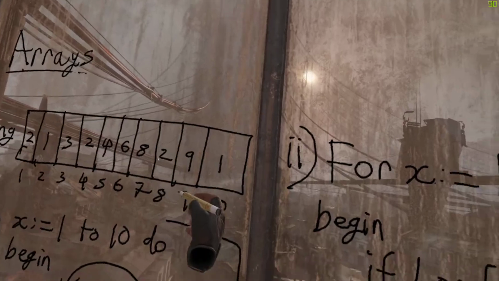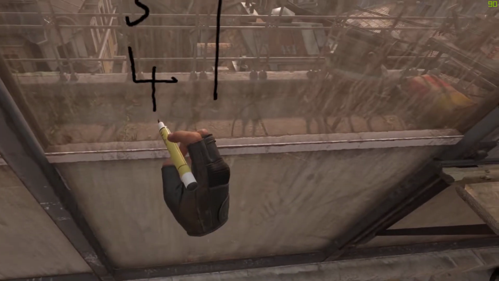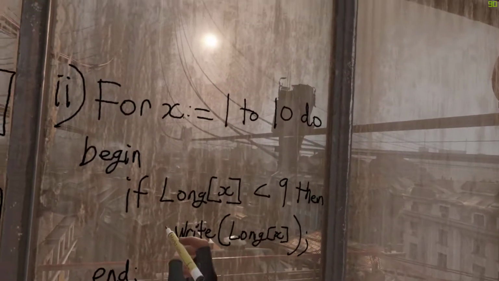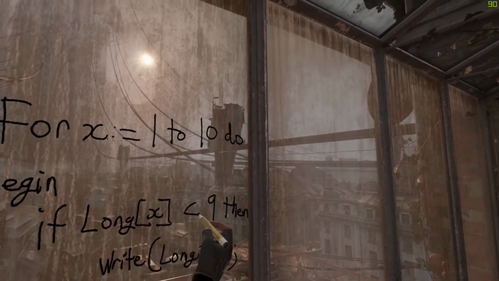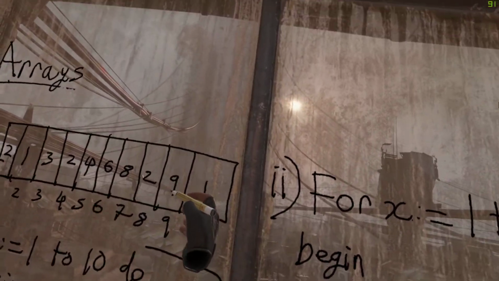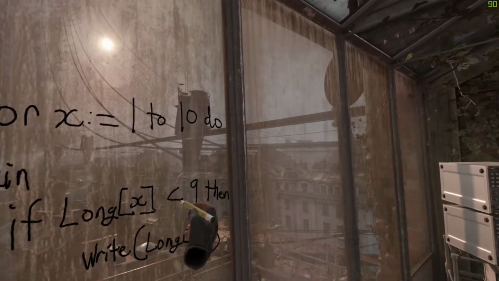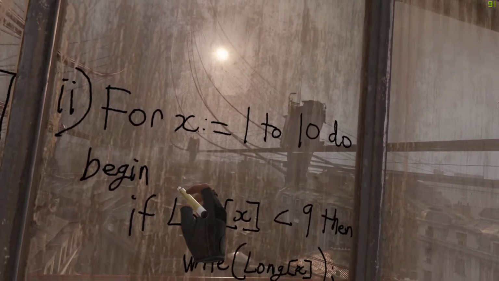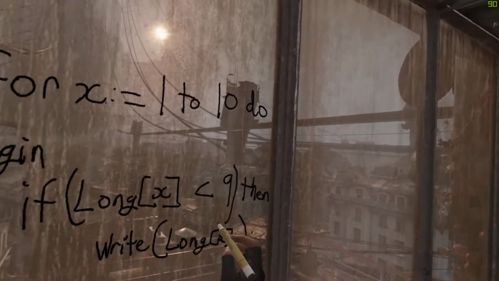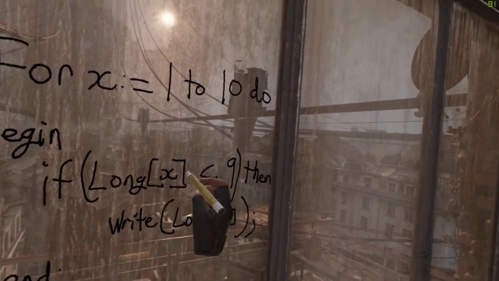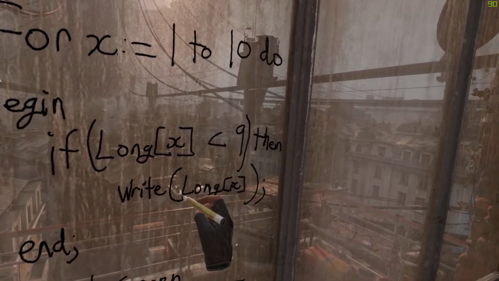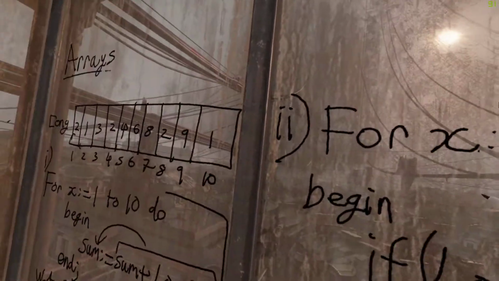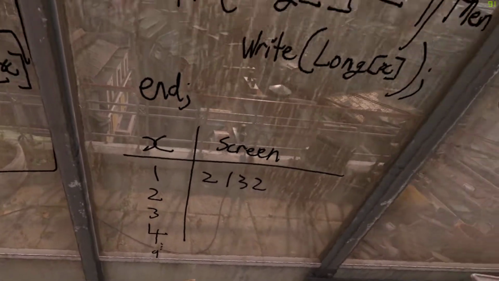When we reach location 9, however, we check if long 9 is less than 9. Location 9 actually has the number 9 stored in it, and 9 is not less than 9, 9 is equal to 9, so this condition is not true. So we do not do the then part. We do not print out what is stored in location 9 on the screen. We just go back up and X will become 10.